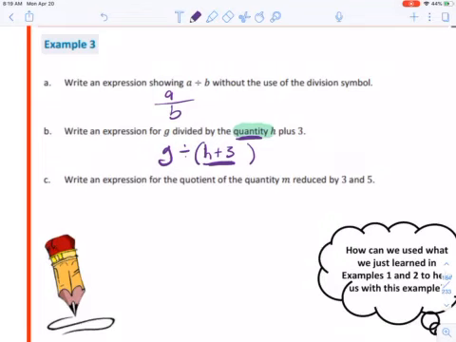Write an expression for the quotient of the quantity m reduced by 3 and 5.